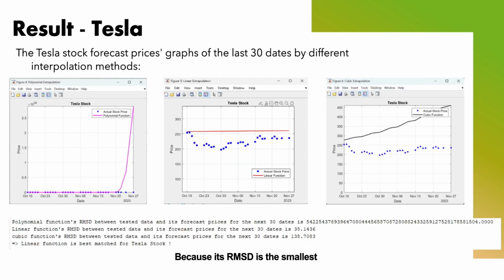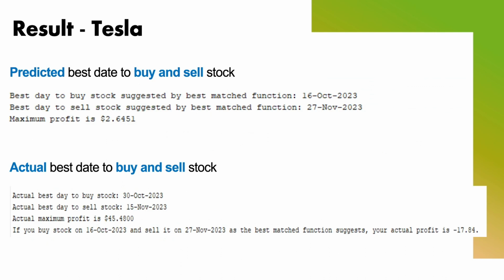And then we calculate the RMSD based on our prediction. We find out the polynomial has a very big error because it's predicting the stock going very high, and linear relatively is the best. It's better than the cubic. You can see the cubic is predicting the stock going to $450.